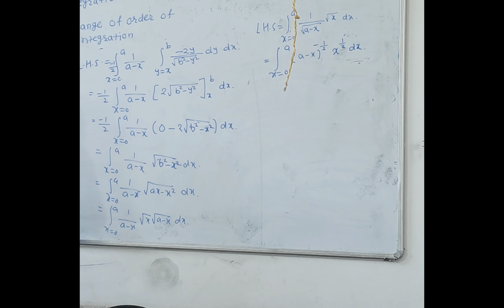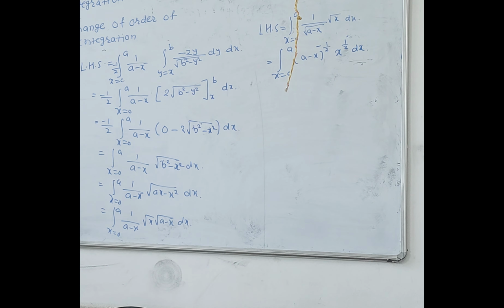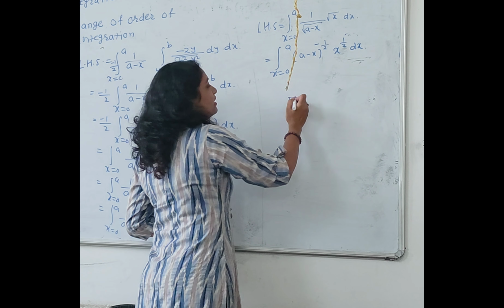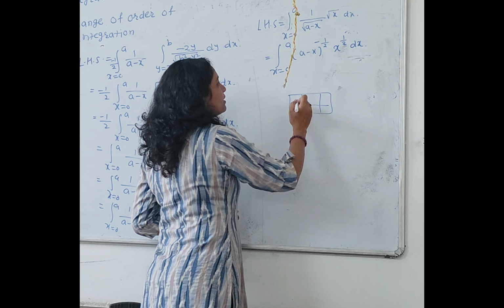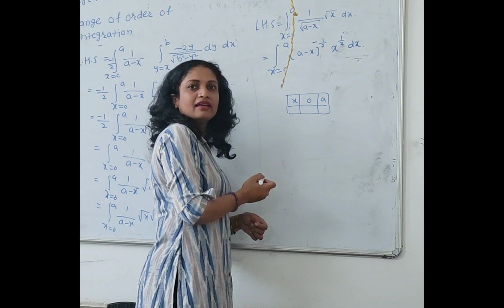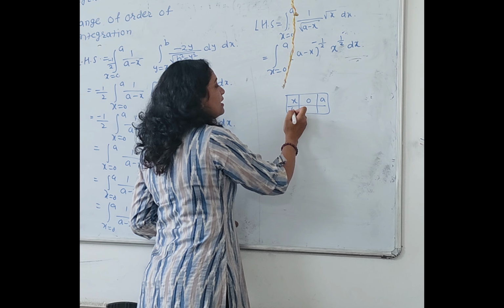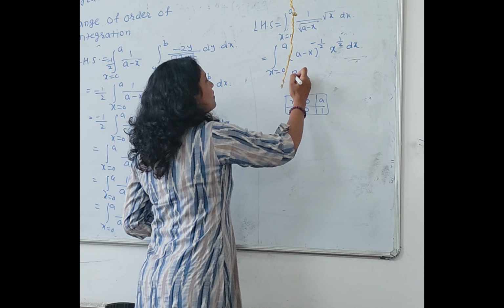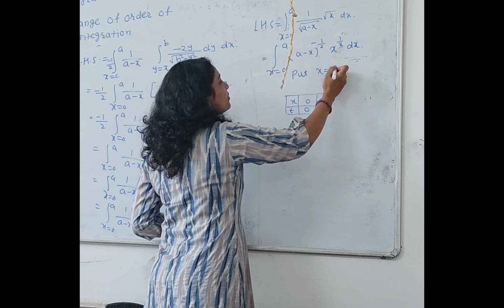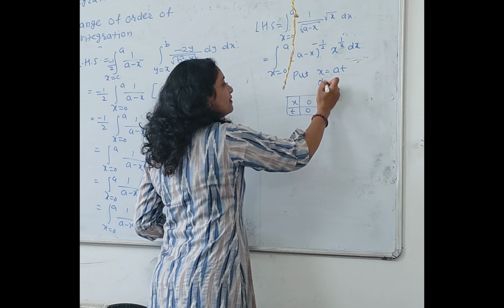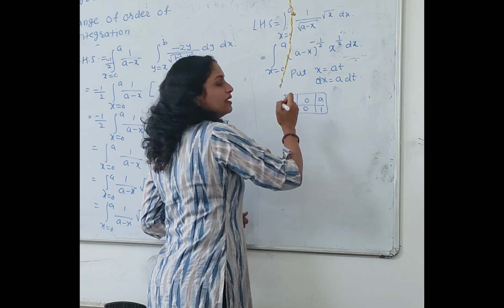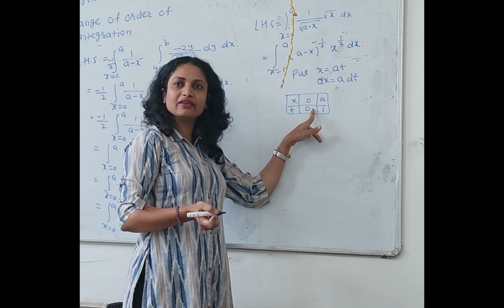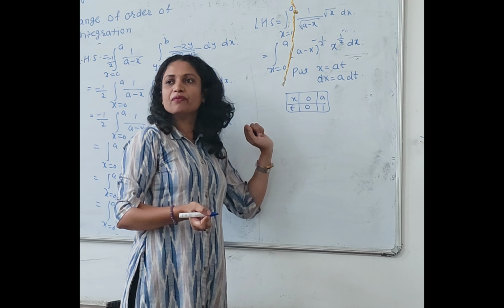Does it look like a certain pattern? Beta function, right? So how can you convert this in terms of beta? You need to put the substitution so that x equals 0 to a gets converted into t equals 0 to 1. So what can be the substitution here? We need to put x equals at, so dx is equal to a dt. If x is 0, you get t as 0. When x is a, t will be 1.